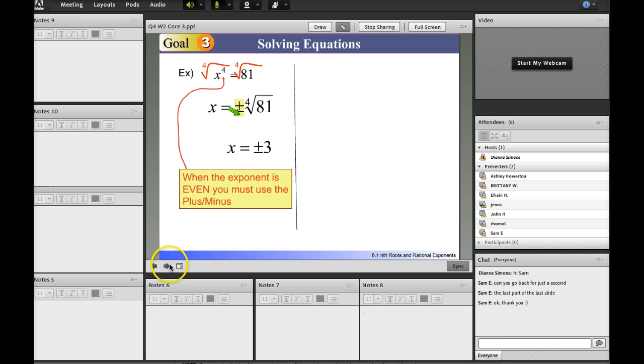Oops, where am I? Okay. All right, let's do another one. Okay, now I have 2x to the 5th is equal to 64. What do I do first? No worries, Jenna.